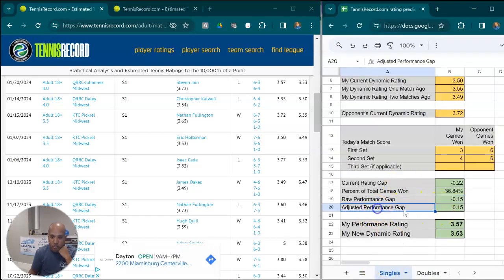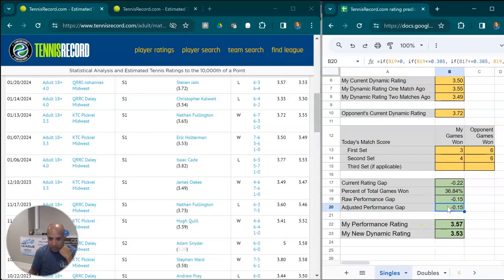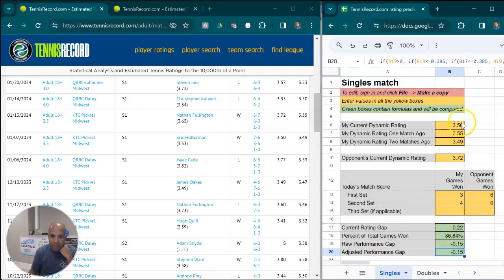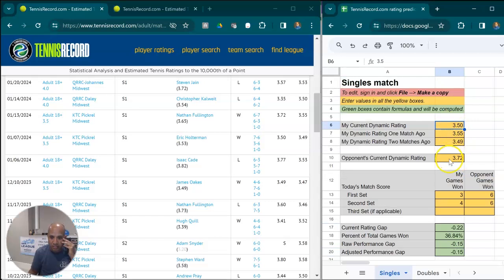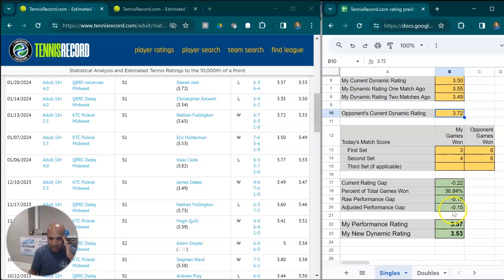So that's what this adjusted performance gap is, and that's the difference between the raw performance gap and the adjusted performance gap. The raw performance gap is just based on the lookup table, just straight looking it up in the table. The adjusted performance gap is the same as the raw performance gap if the players are relatively close together in terms of their rating going into the match. In this case, Ajay was a 3.50, the opponent was a 3.72. That's relatively close. They're not hugely mismatched. So in that case, there's no adjustment that needs to be made. The performance gap is minus 0.15, and we're good to go.